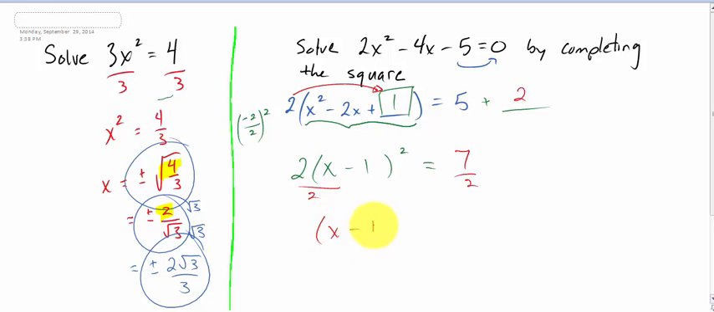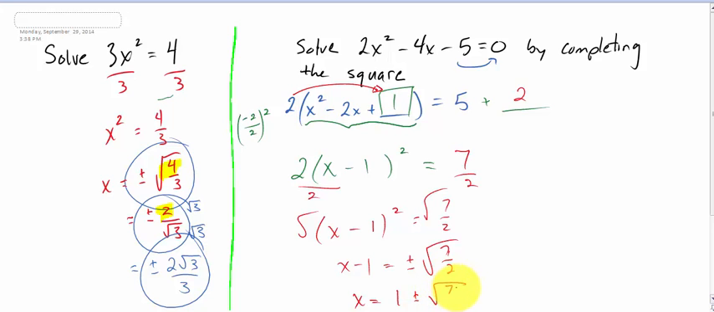So now we have x minus 1 quantity squared equals 7/2. Now we can square root both sides. X minus 1 equals plus or minus square root of 7/2, and there's really nothing we can do to clean that up. I'm going to leave it alone. X is equal to 1 plus or minus the square root of 7/2. And you'll get the same thing using the quadratic formula.